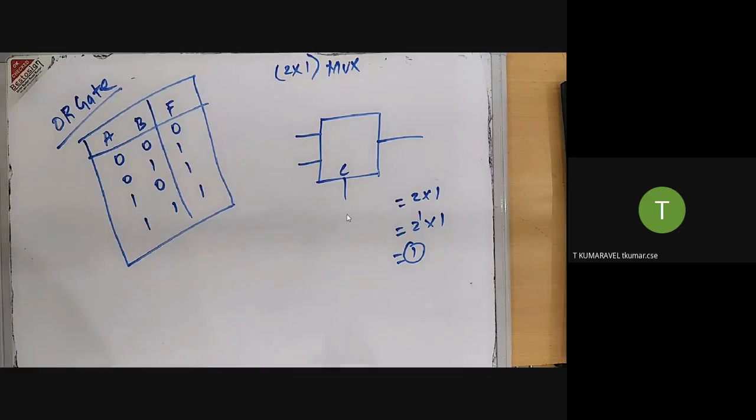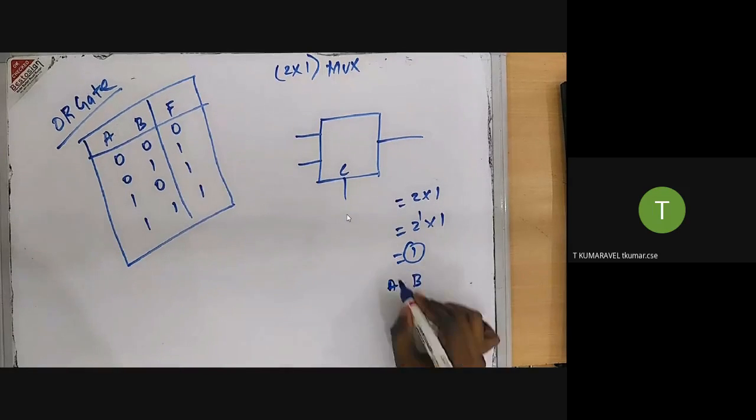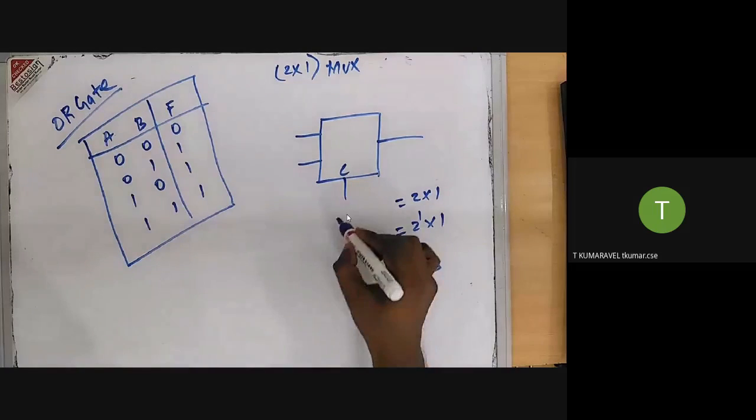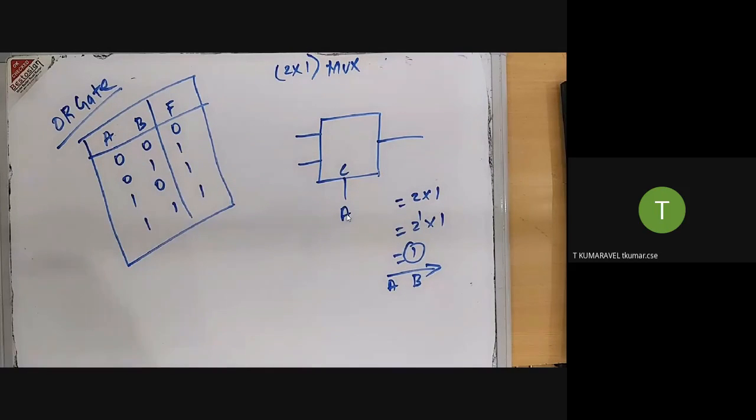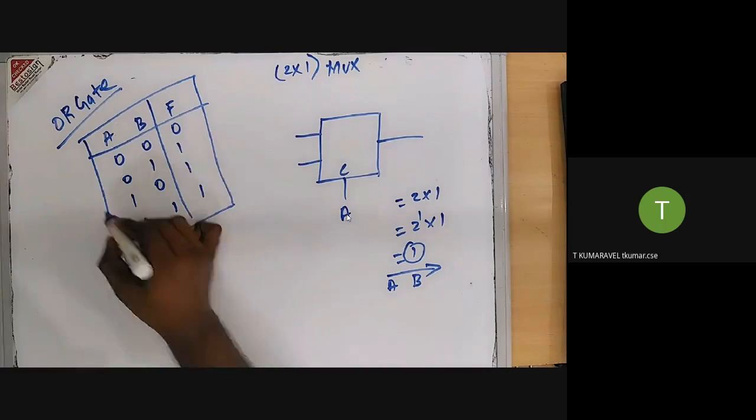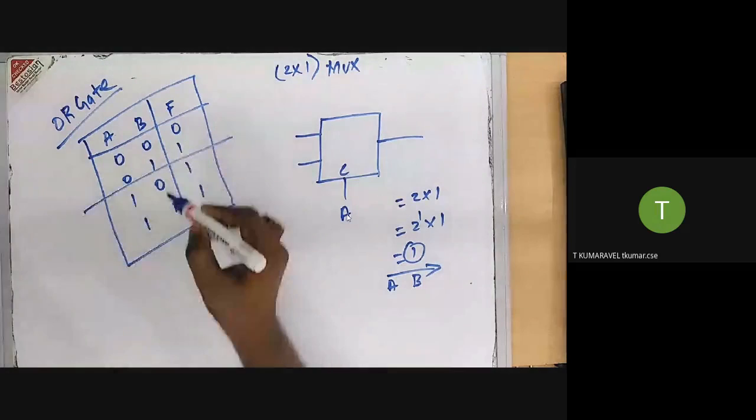So here two variables are available, A and B. Which one is acting as a control line? A is acting as a control line. Already I said that you select the control line from MSB to LSB. So A is acting as a control line. The remaining variable B is acting as a data line. How do you do that?